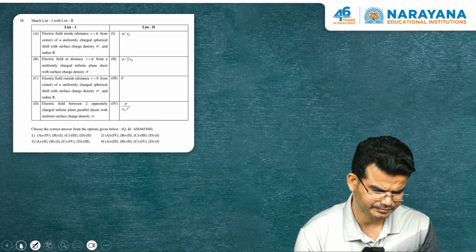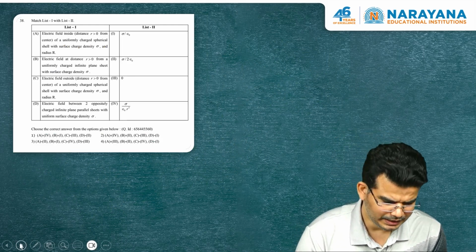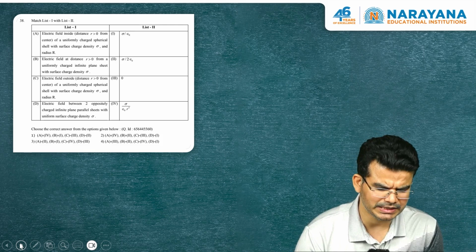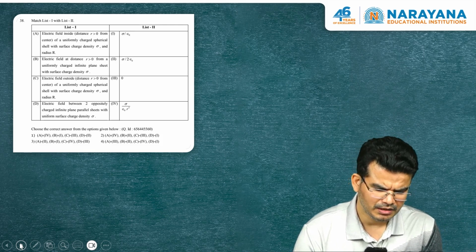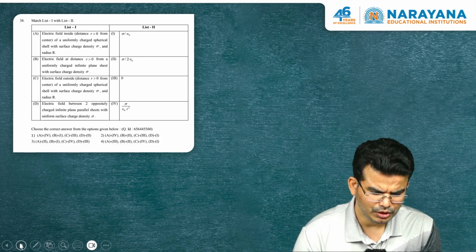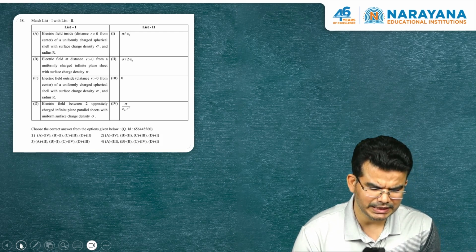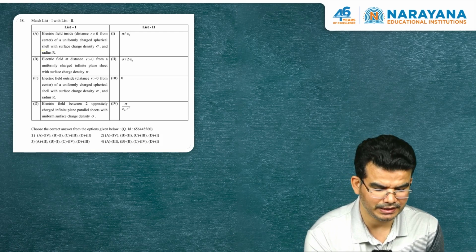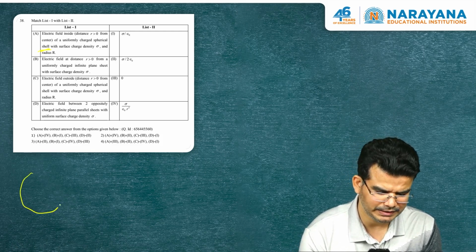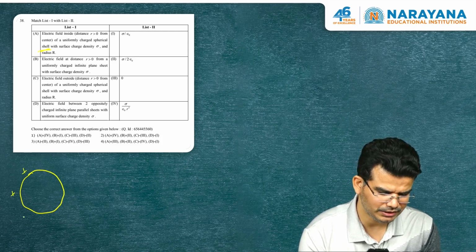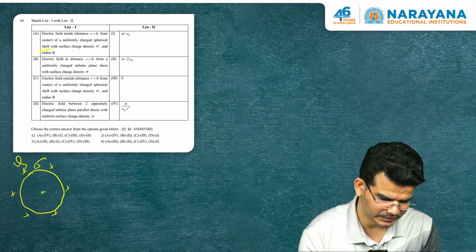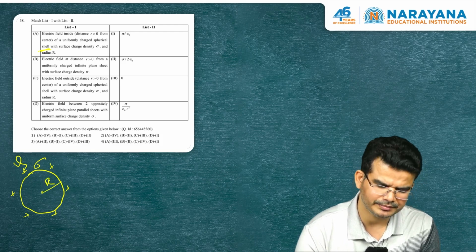Moving to the next one. Next one is again a very simple question. What they are saying? Match the column. This is match the column. Let us come to this. First, electric field inside, at distance r greater than 0 from the center of a uniformly charged spherical shell, they are asking. We should highlight shell, with surface charge density sigma. So, let us say this is a shell and here you have charge q, and surface charge density sigma, its radius is capital R, okay.